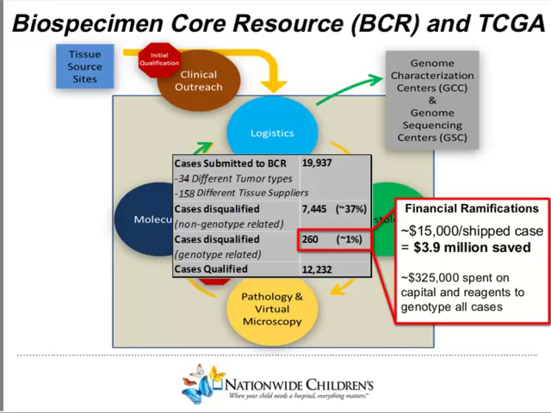With every case that we ship out, the price tag for the characterization that's being done is approximately $15,000 per case. And so by the fact that our pipeline was able to catch samples that did not have an appropriately paired tumor and germline normal, which is required for the study, we were able to prevent an additional $4 million from being spent on cases that ultimately would have been discovered as being a genotype mismatch and kicked out of the project in the end. With a relatively minimal investment based on the final savings, we spent approximately $325,000 on capital and reagents to do all of the genotyping for this project, and we were able to save $4 million in sequencing costs by not allowing those genotype mismatch cases to ship for characterization.